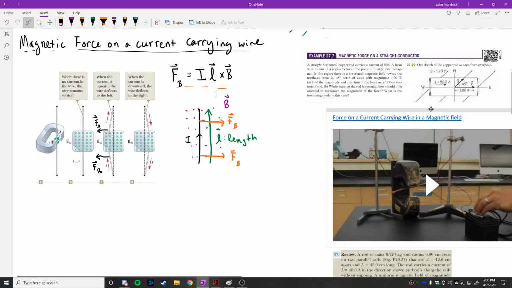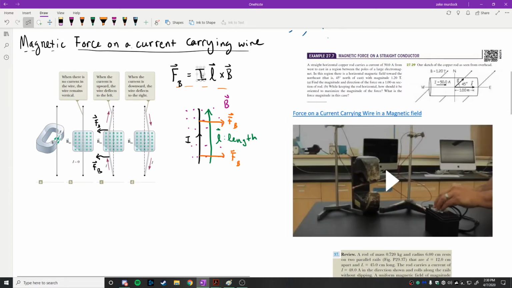Do you guys have any questions about that definition? It's got current, length of the wire, crossed with a magnetic field.